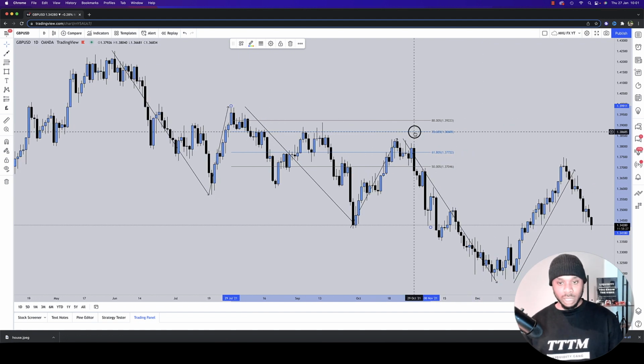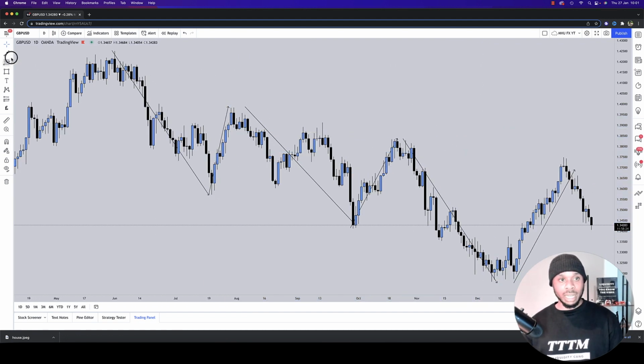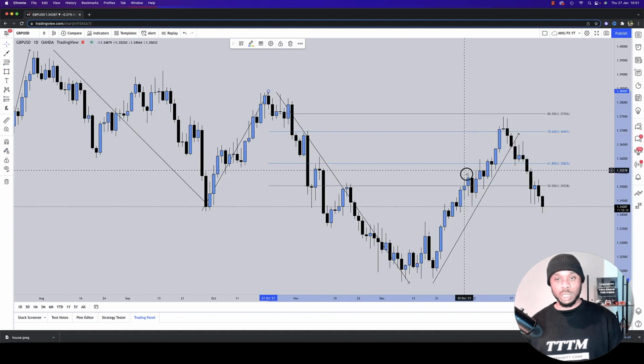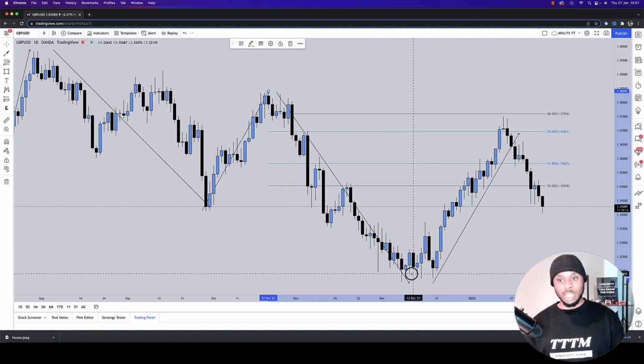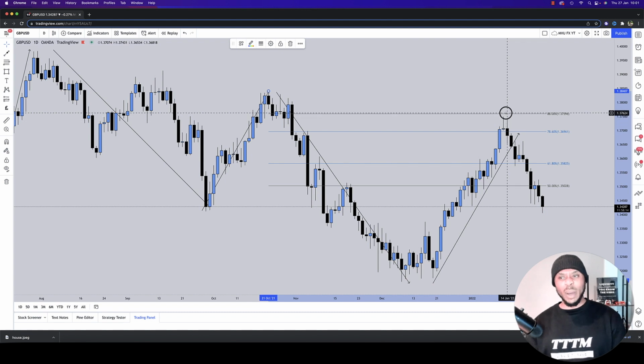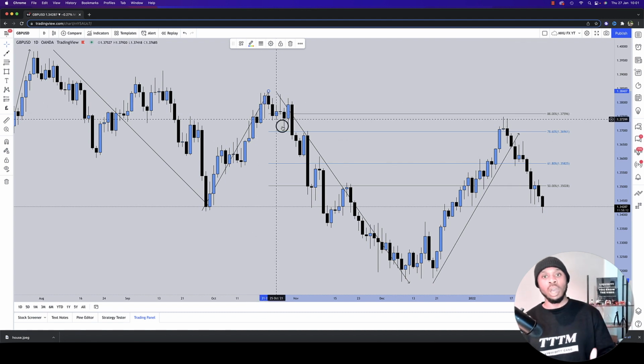One more time, we're going to go into this again. From this very high to this very low, what has price done? Price has expanded lower and it's retraced back nearly about 88% of this whole move down.